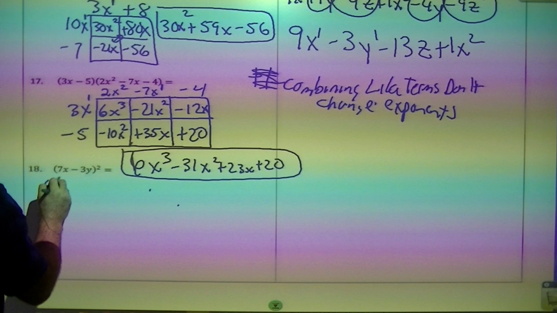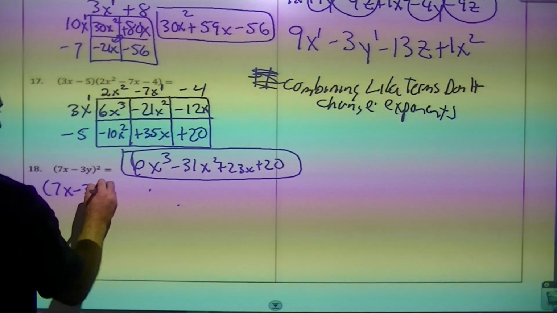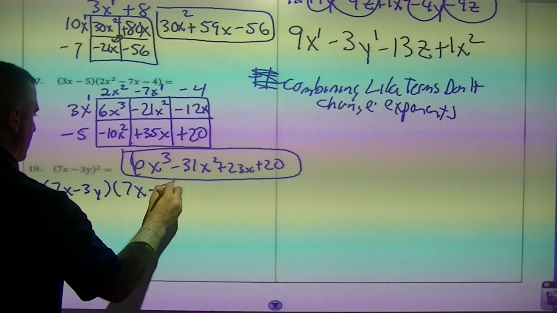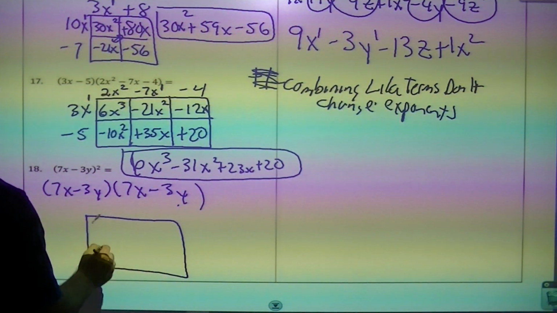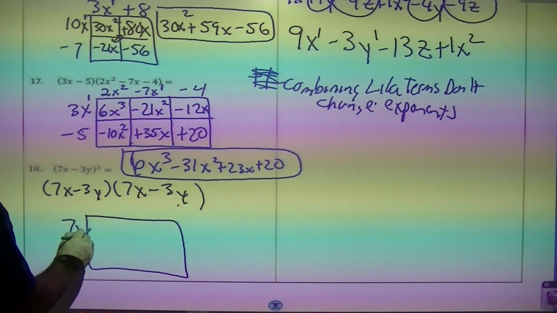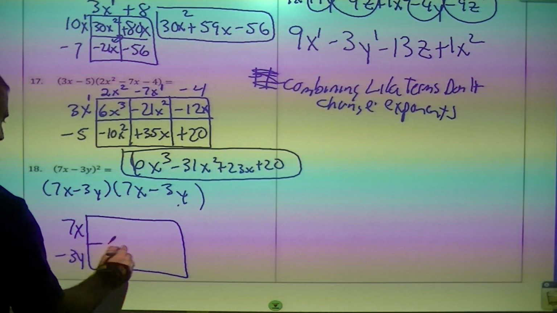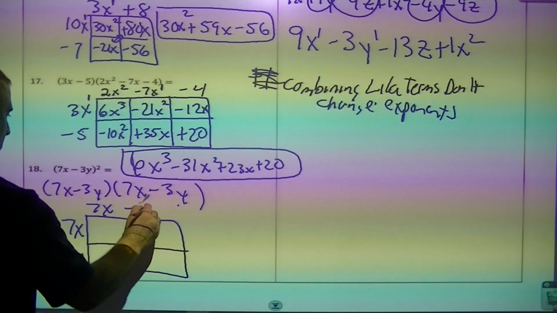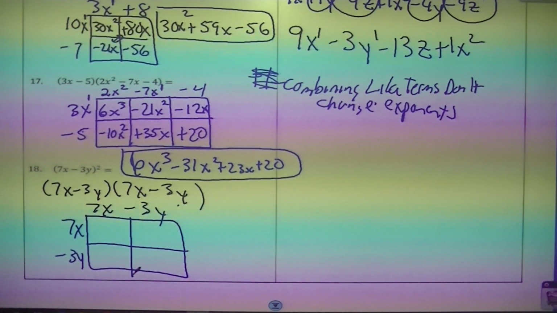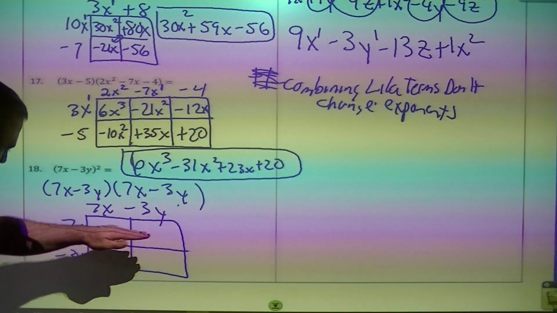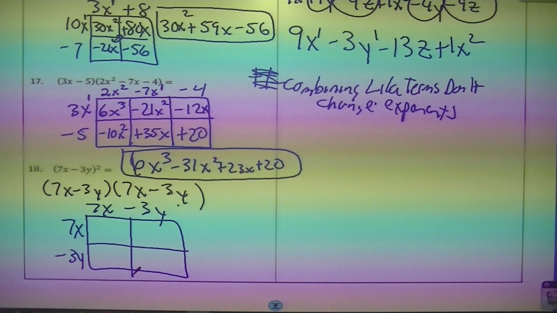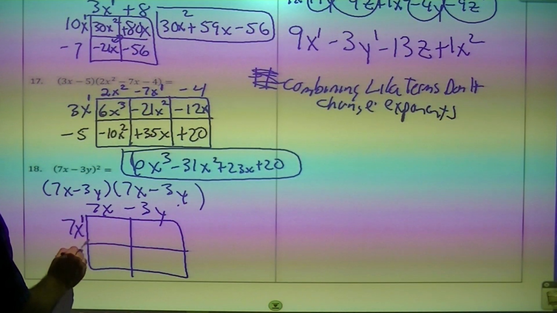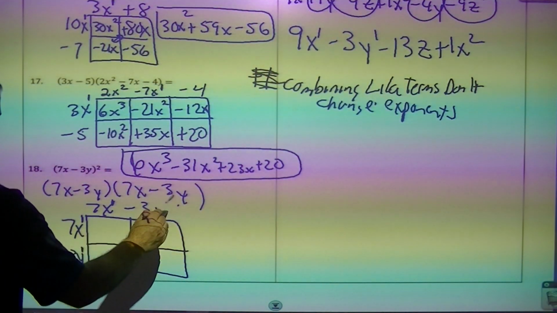What you should do, this is basically meaning this times this. So I got 2 terms, so I got to make a box. I got 7x minus 3y, 7x minus 3y. So that's how you make the box. Just write out the terms, draw lines between them, and you get your correct number of boxes. I am going to put a 1 for each of the exponents.